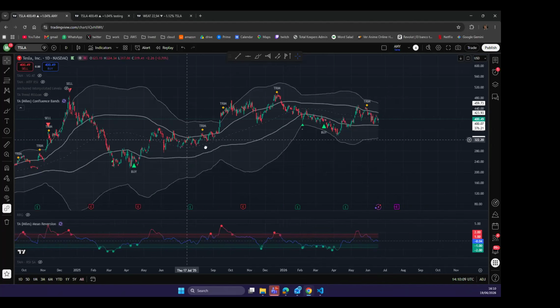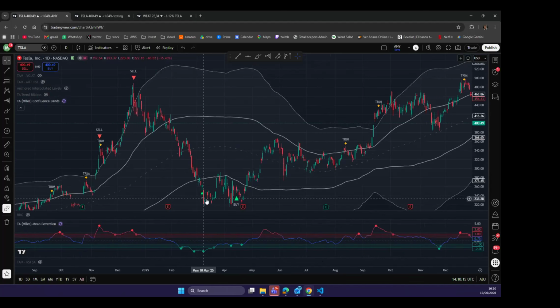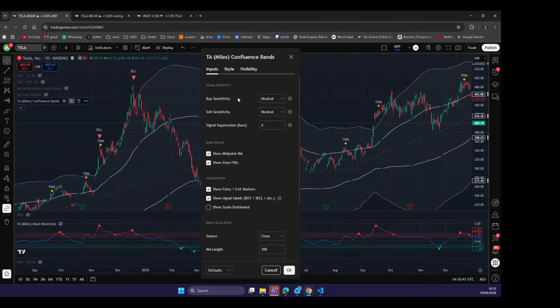So I'll zoom in just so we can get them all. We have these small arrows with a plus. That's an add signal. We have buy signals. We have sell, and we have trim signals. Now, each of these is doing something completely different behind the scenes. And this is where I think, as I'll explain, you'll see my nightmare on it. So I'm going to start with this, buy sensitivity and sell sensitivity. I have them on neutral, right?